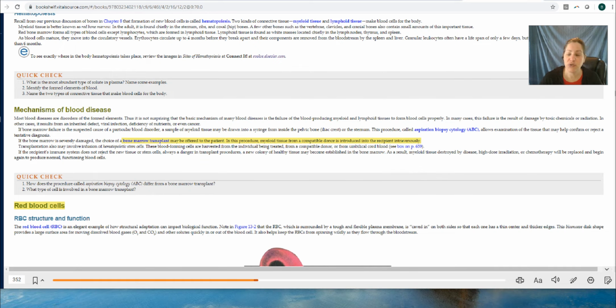Some people have issues with their blood cells, and we can do bone marrow transplants because it's the bone marrow that actually creates the blood. So if we give you new bone marrow, hopefully the blood cells will be made correctly with that new bone marrow that you've had transplanted.